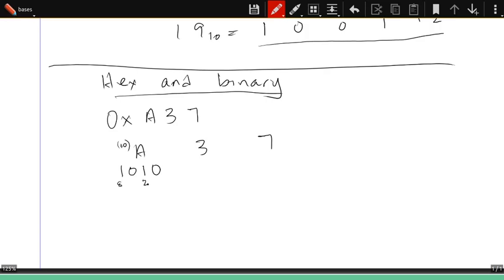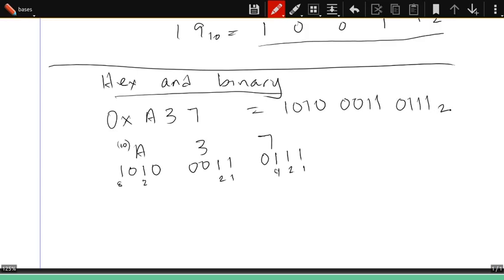What about for 3? For 3, I need 2 plus 1. So there's the 2 place and the 1 place. And what about for 7? Well, for 7, I have a 0 in the 8's place, and then I have 4 plus 2 plus 1. And that gives me 7. So A37 in hex is 1, 0, 1, 0, 0, 0, 1, 1, 0, 1, 1, 1 in binary.